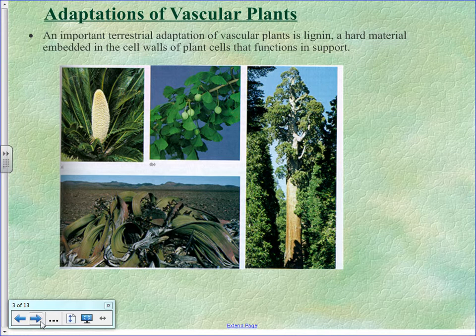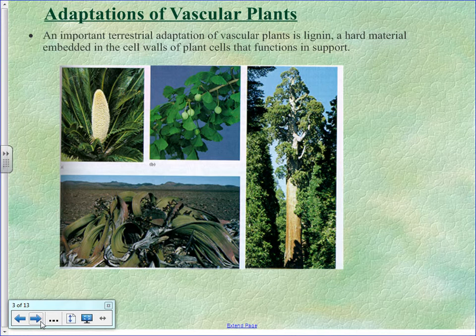Now, adaptations. If you're going to live above ground, or out of the water, like most vascular terrestrial plants do, you've got to be able to overcome some challenges. The first challenge is you're not surrounded by water. So you have to limit the amount of water that evaporates from your body. What's the main thing that does that for a vascular plant we talked about the other day?